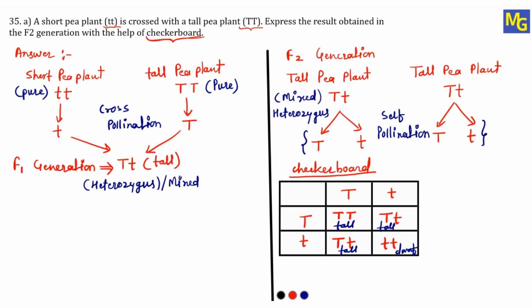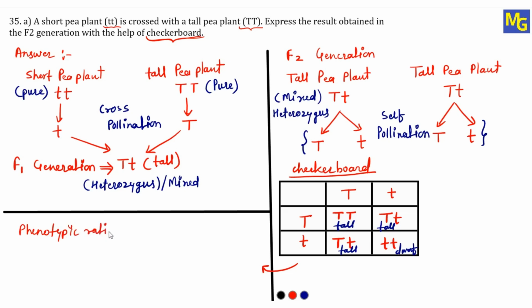Now we will write phenotype and genotype ratio. So I'll write phenotypic ratio this side. Phenotypic ratio means, by seeing the physical character, we have to write the ratio. So first I'll write tall, then I'll write dwarf. How many tall plants did we get? We got total 1, 2, and 3. So I'll write 3. Dwarf is how many? Only 1. So I'll write 1. This ratio is called the phenotypic ratio.